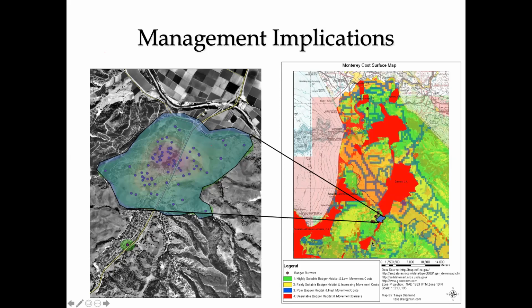So these green ones are the better habitat that the badgers can use, whereas these red areas have a lot of barriers.